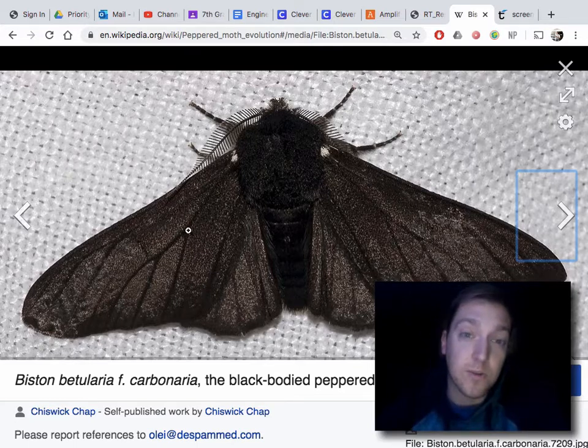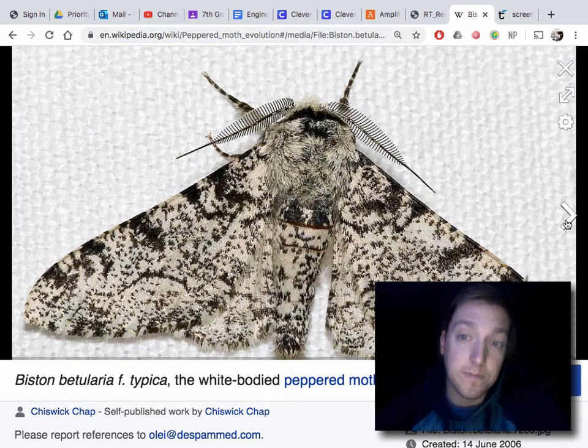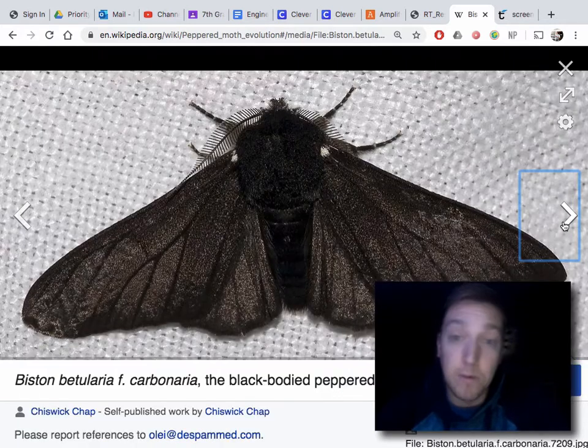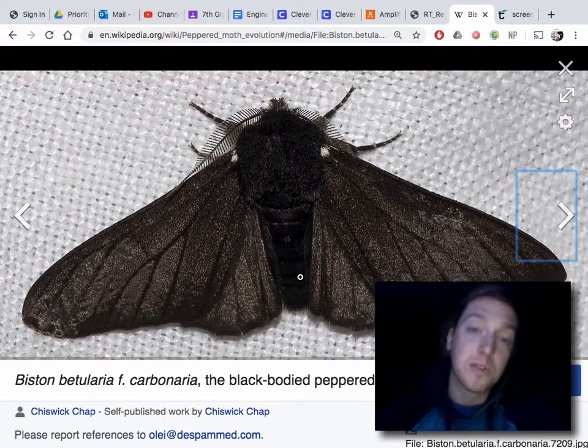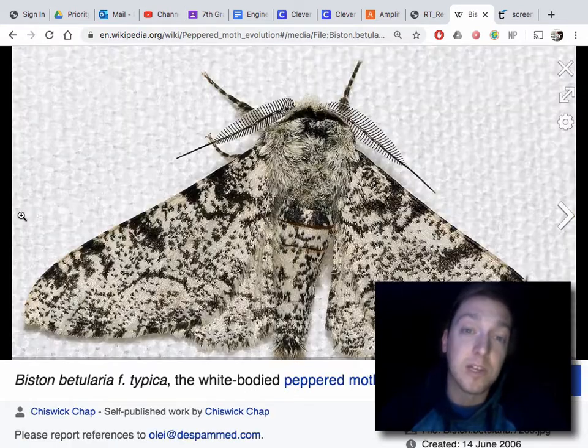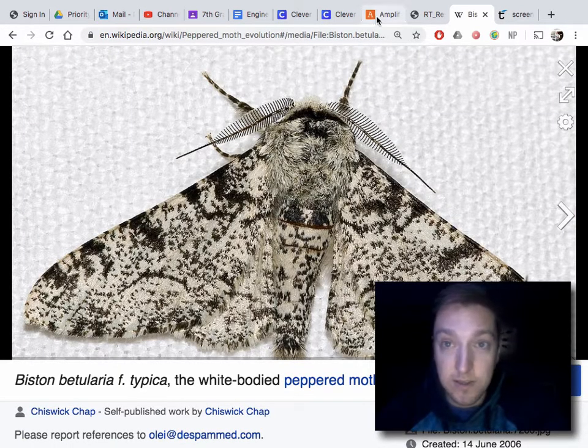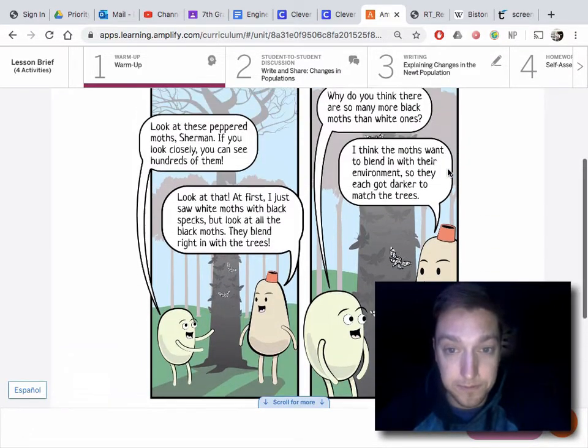And so these moths came around a lot more than these moths. And what was the reason for that? Birds have to see and pick off moths in order to eat. So this was better camouflage during the Industrial Revolution than this. So let's look at the warm-up now.